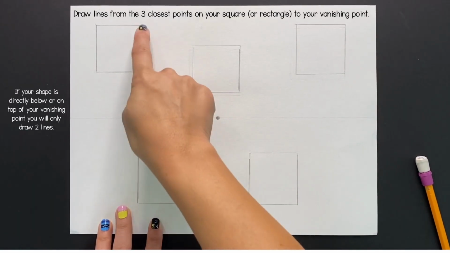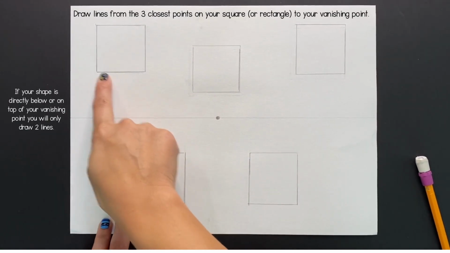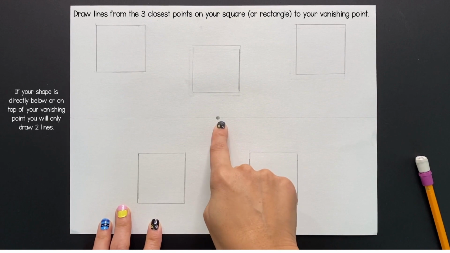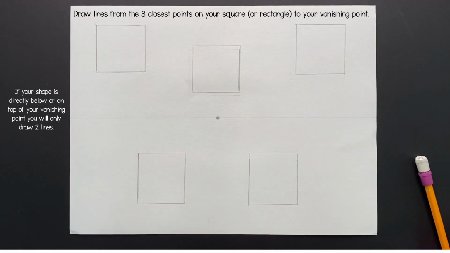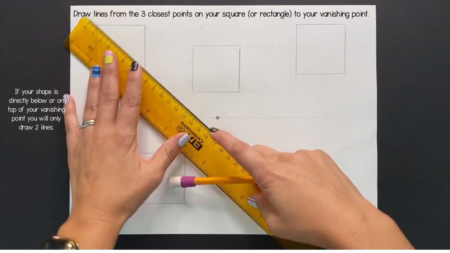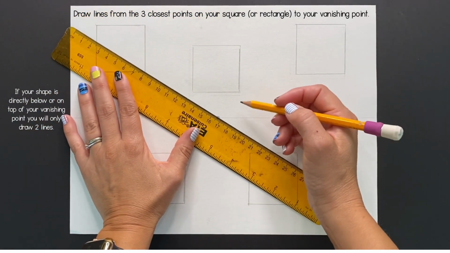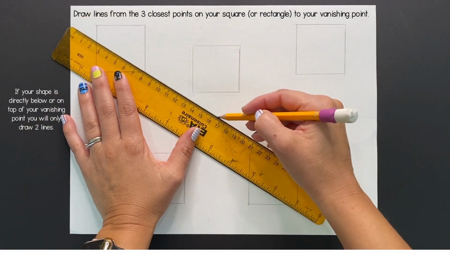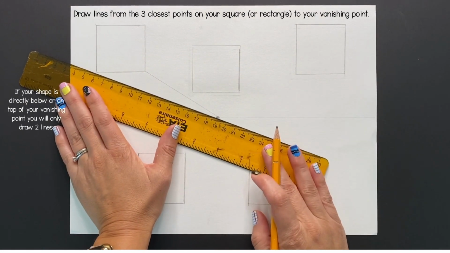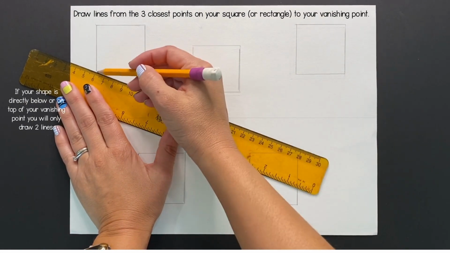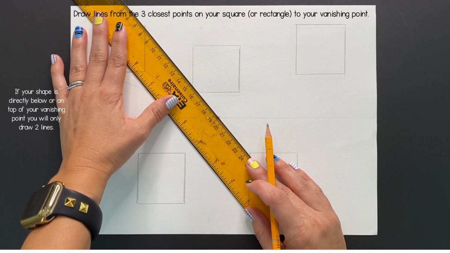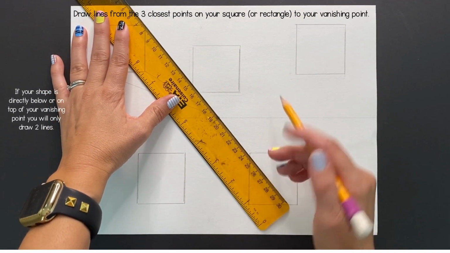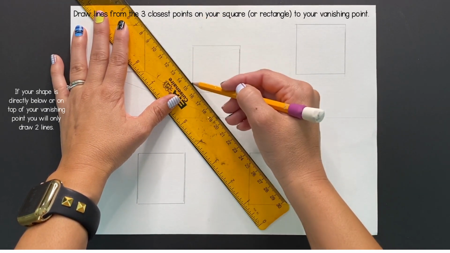Our next step is when our vanishing point becomes very important. We are going to draw 3 lines to our vanishing point from each closest edge or point on our square or rectangle. So these are going to be diagonal lines that go from one edge all the way to that vanishing point. Remember, they are the closest points facing the vanishing point.